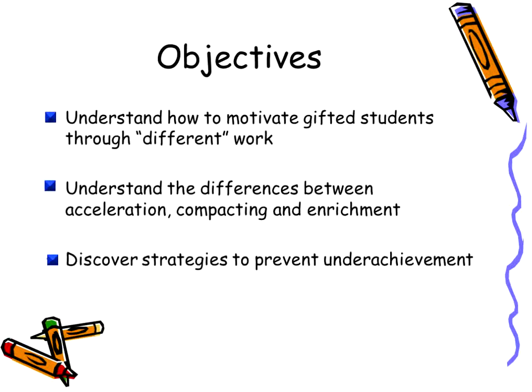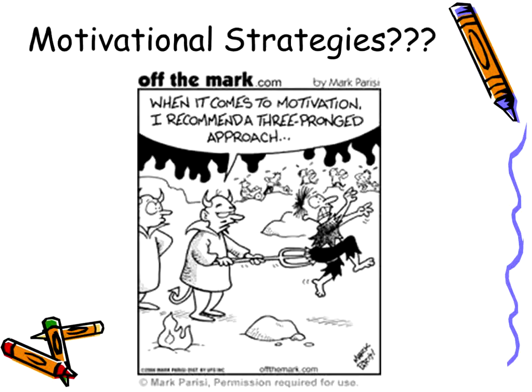All right, everyone. We're going to talk today about some different objectives that I want to make sure that we do cover in our session today. First off, we're going to understand how to motivate gifted students through different work. Not more work, but different work. That's really an important key there. We're going to understand the differences between acceleration, compacting, and enrichment. And we're going to discover strategies to prevent underachievement.